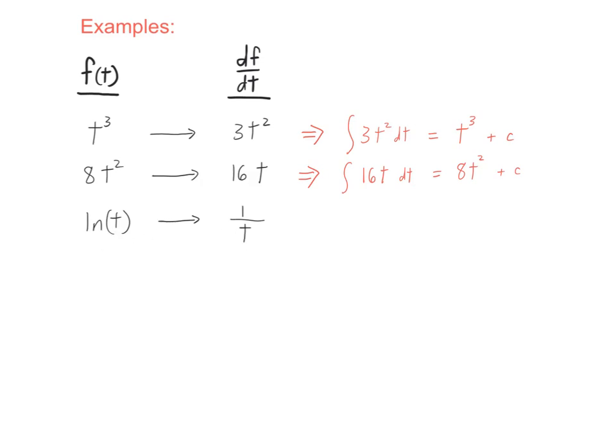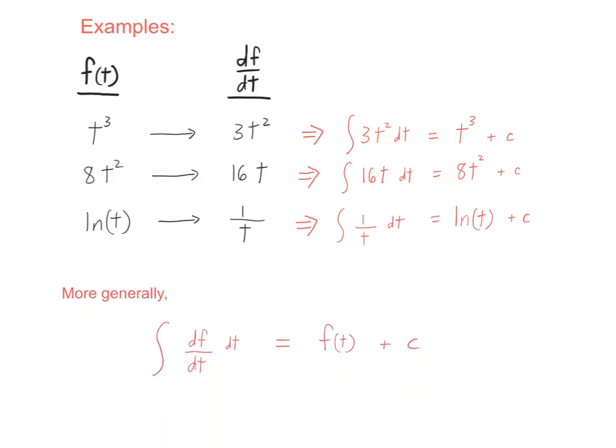Let's look at our third example here. The derivative of natural log of t is 1 over t. So now if we integrate 1 over t, we should get back natural log of t. So if we do that, this is what we get. The integral of 1 over t with respect to t is in fact the natural log of t plus this arbitrary constant.